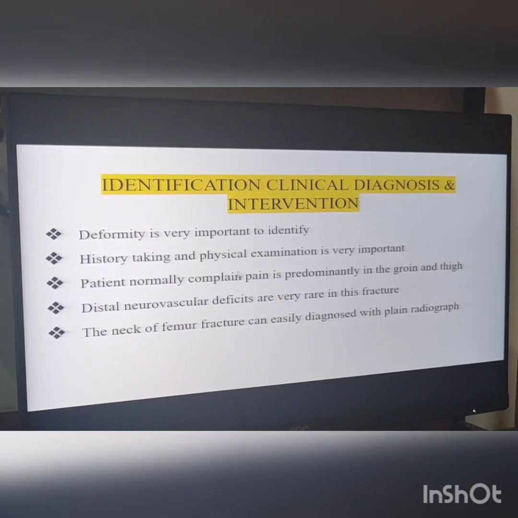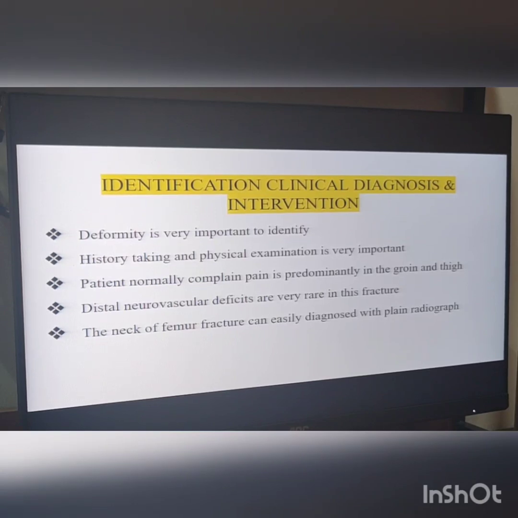Okay, identification, clinical diagnosis, and intervention. Deformity is very important to identify. As a paramedic responding to a case in an ambulance team, you must know and have the skill and knowledge to identify deformities. For example, a patient looking pale is a sign.